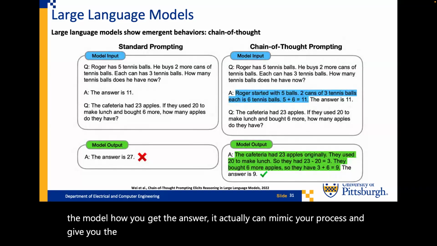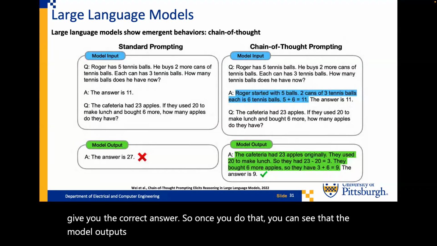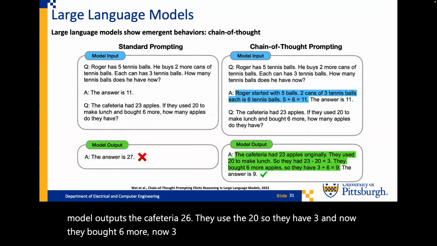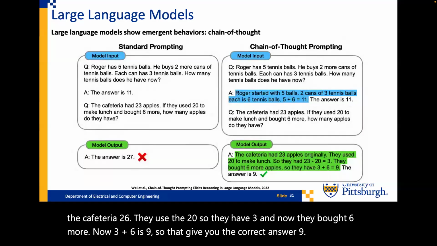So once you do that, you can see that the model outputs: the cafeteria had 23, they used 20, so they have 3, and now they bought 6 more. Now 3 plus 6 is 9. So that gives you the correct answer, 9. Okay, so that's the so-called chain of thought.